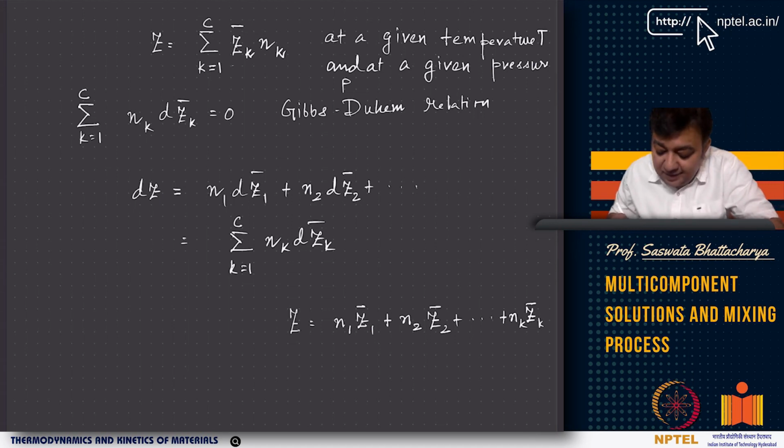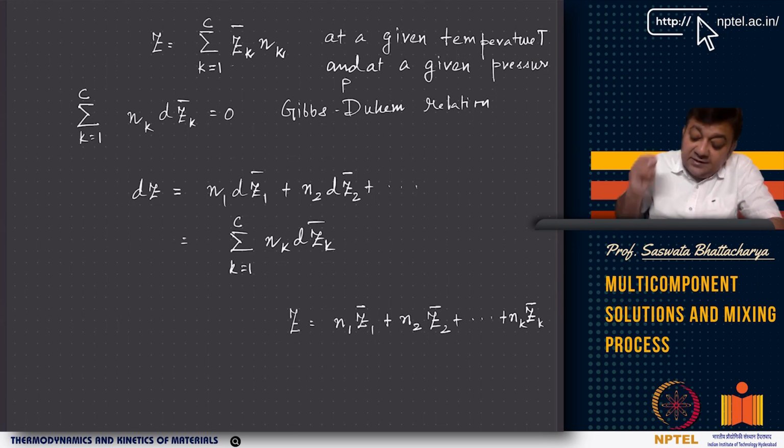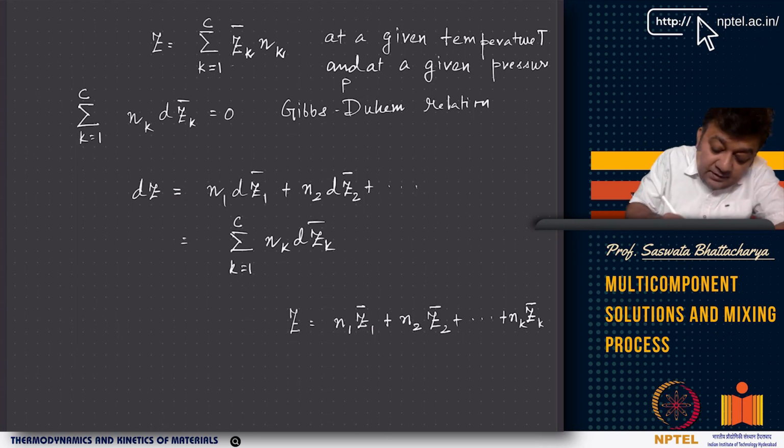So this Zk bar, or Z1 bar, is the partial molar property associated with component 1, or the partial molar contribution of component 1 to the solution. And this is the partial molar property of component 1 in the solution, and the solution has an overall, extensive property Z, right? Now if that is so, I have also defined the Gibbs-Duhem relation, right?